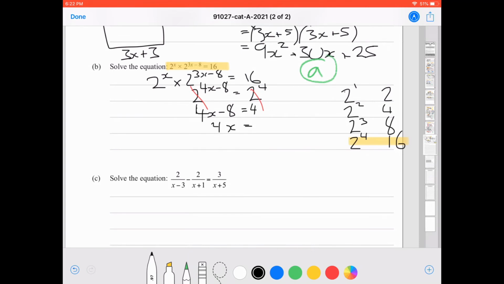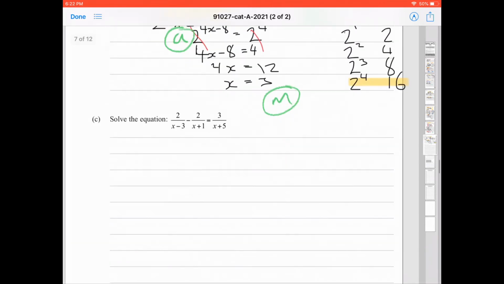4x equals 4 plus 8, which is 12. X equals, divide by 4 on both sides, x equals 3 here. Okay, so correct value of x, x equals 3, gets you a merit. Achieved simplification of the powers of 2 on the left-hand side. So this would get you an achieved.